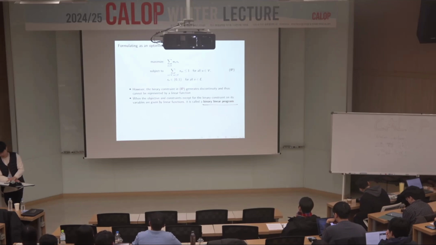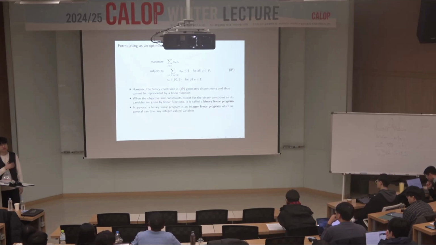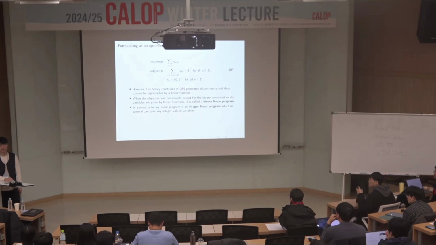And in general, you can also model general integer quantities, not just 0, 1. It can be 1, 2, 3, 4. If you have constraints like that, then the corresponding problem is called an integer linear program. Students at KAIST, I'm offering a course on integer programming next semester. If you are interested, you can take it.